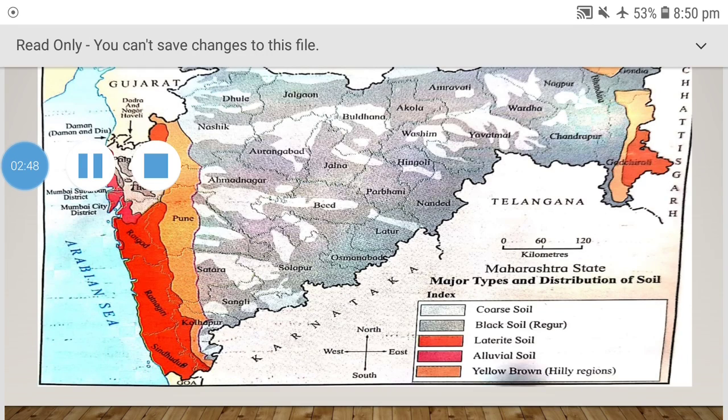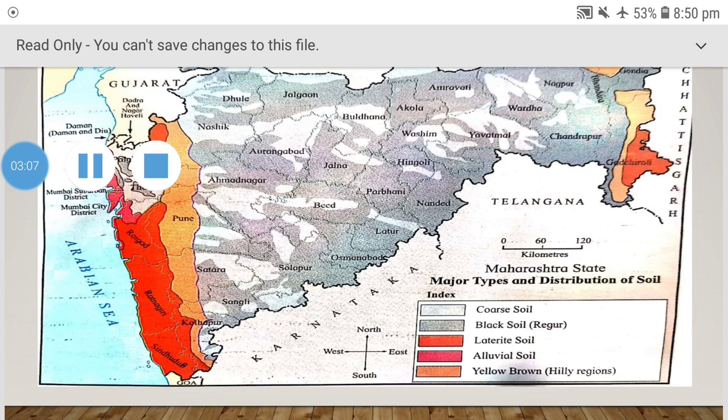So here is your map. You can refer to your textbook, page 41, if the map is not clear to you. As you see, there is an index. Next to the index we have different directions like north, south, east, west, and here is the distribution of soil with different shades.